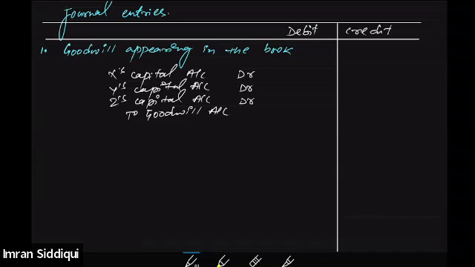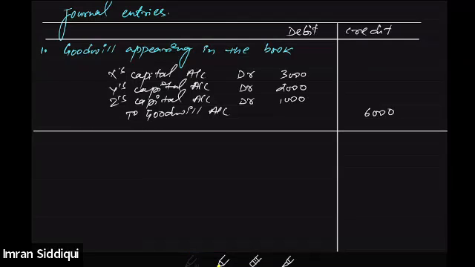The amount of goodwill that was appearing in the book was 6,000. This will be distributed among the partners in the ratio 3:2:1. So that means 3,000, 2,000, and 1,000. Got it? Is it clear, Prerna and Zainab?